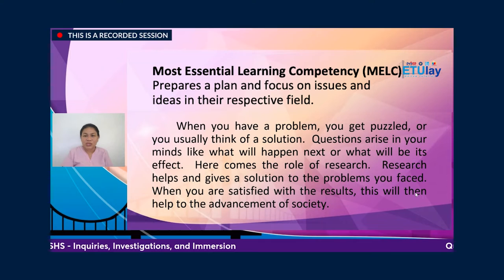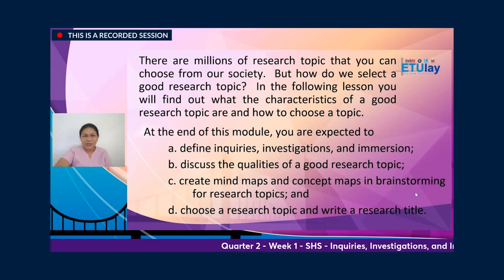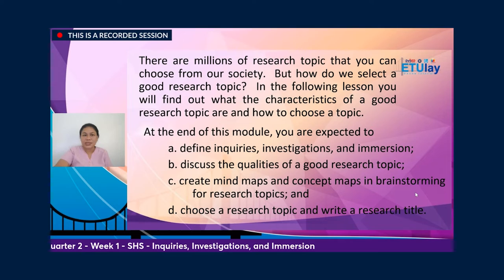So questions arise in your minds like, what will happen next or what will be its effect? Here comes the role of research. Research helps and gives a solution to the problems you face. So when you are satisfied with the results, this will then help to the advancement of society. So there are millions of research topics that you can choose from our society. But how do we select a good research topic?